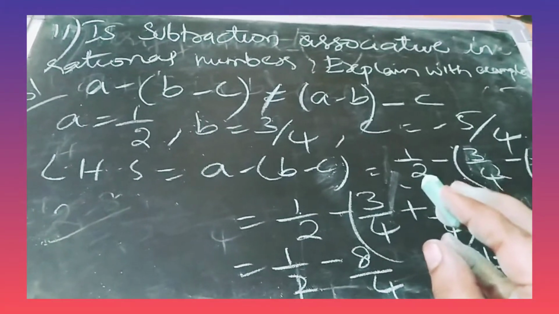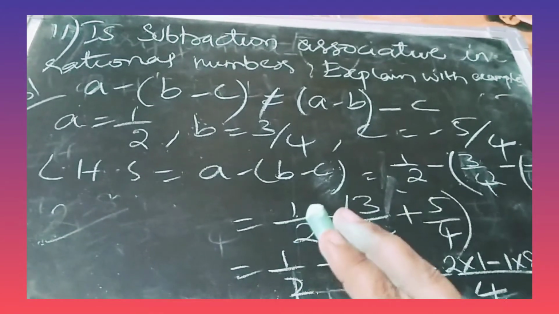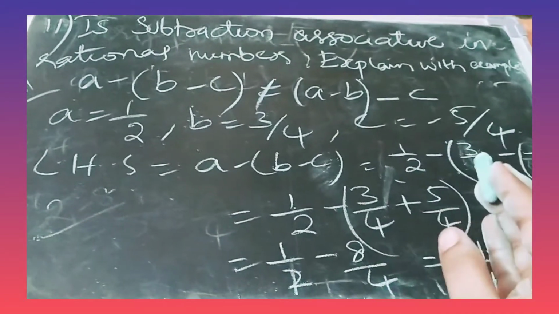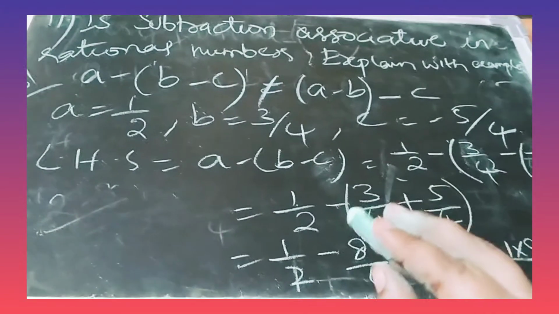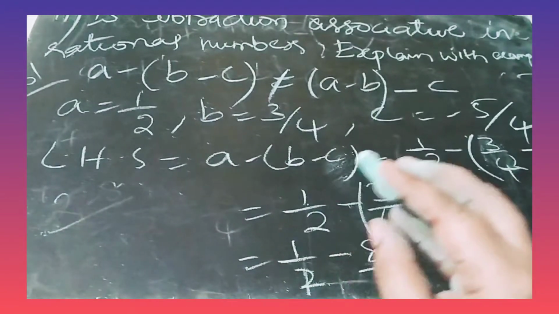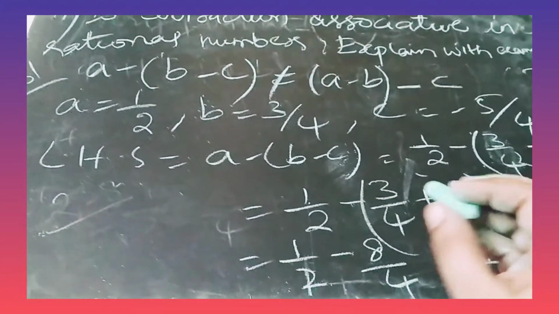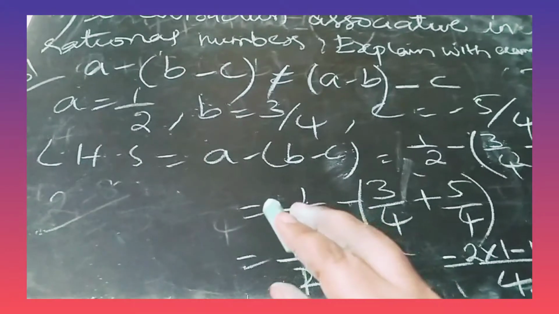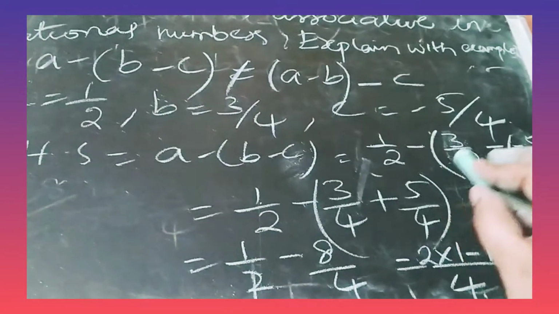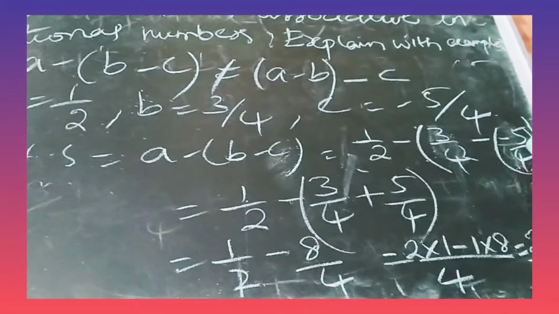11th sum: Is subtraction associative in rational numbers? Explain with example. What is the associative property of subtraction? It is a minus of b minus c is not equal to a minus b minus c. We know this. We have to prove this with an example. It is given in your example. a is equal to 1 by 2, b is equal to 3 by 4. We are taking c is equal to minus 5 by 4. First we'll do LHS. What is LHS? a minus of b minus c. What is a? 1 by 2 minus, what is b? b is 3 by 4 minus, what is c? c is minus 5 by 4.